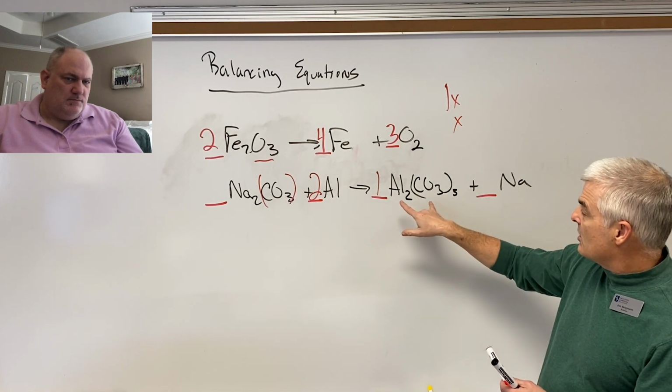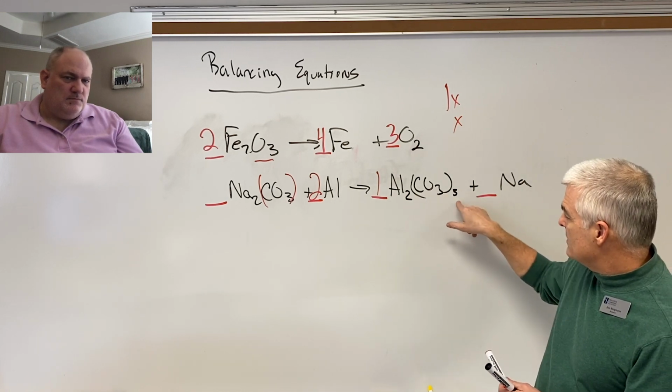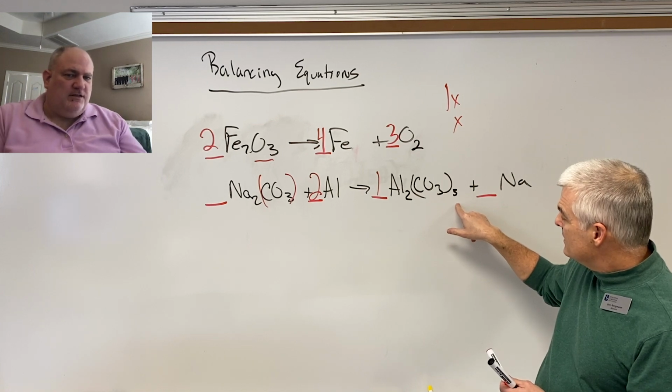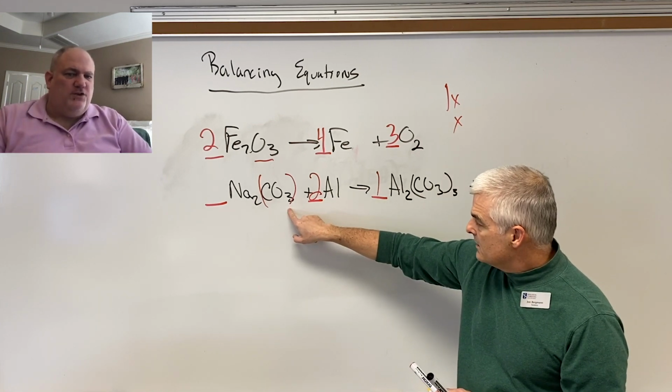Now I've got some carbonate issues. How many carbonates are there here? Well, you have 3 carbonates on this side, and then on the other side, as you just showed, you have 1 unit of carbonate.